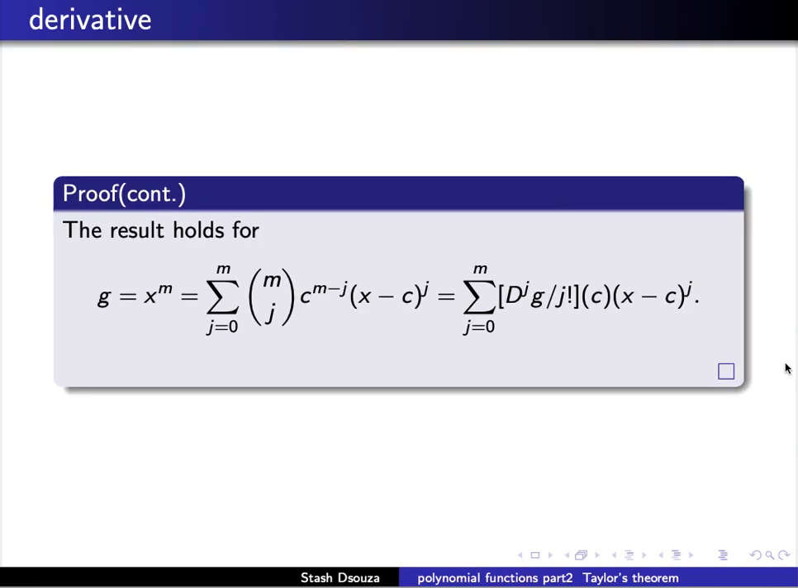We have now proven that Taylor's theorem holds for the polynomial g equals x to the power m for any given power of x. From the binomial theorem, on the left hand side here, it's written as increasing powers of x minus c with index j from 0 to m, and the coefficients being m choose j times c to the power m minus j. But we just showed that these coefficients are nothing but the same coefficients that are described by Taylor's theorem, which is nothing but the jth derivative of g divided by j factorial evaluated at c.